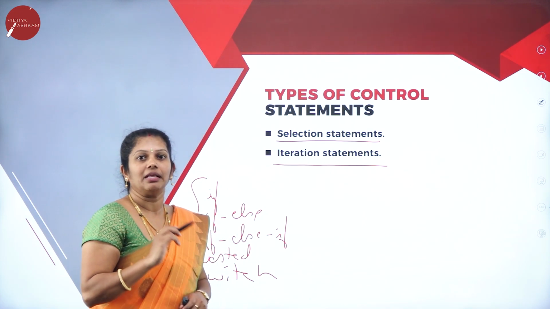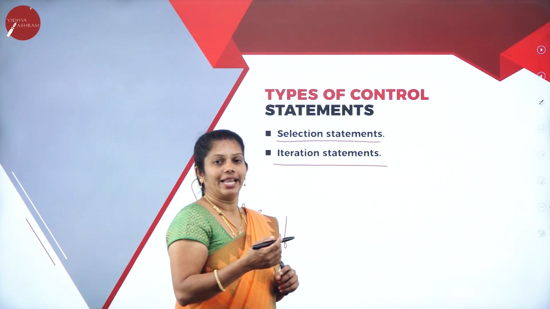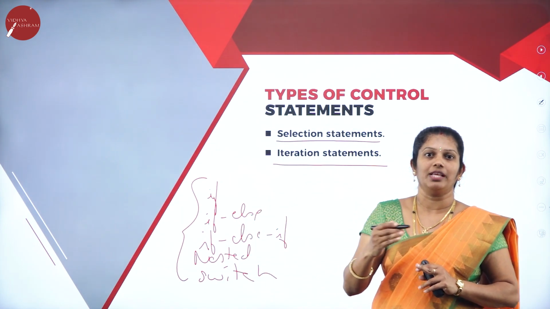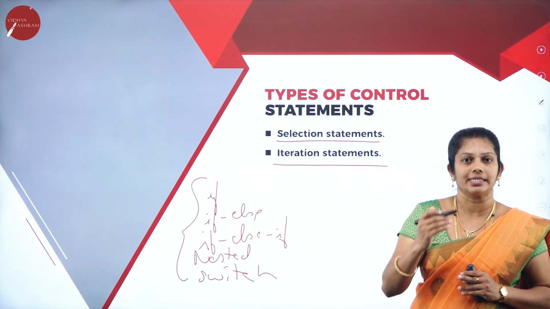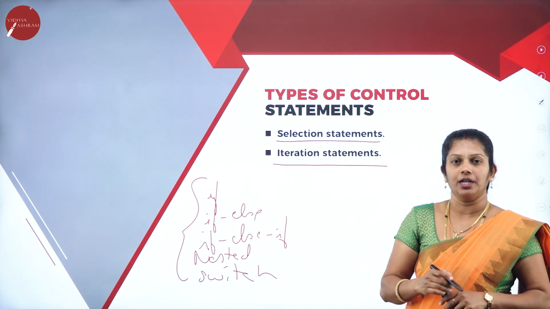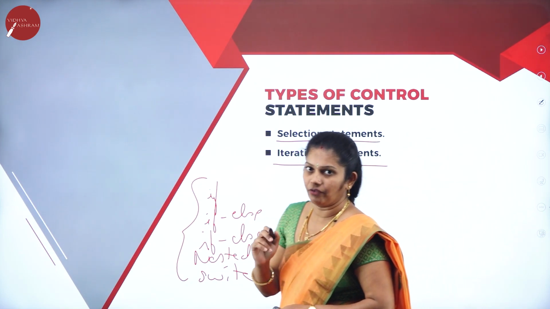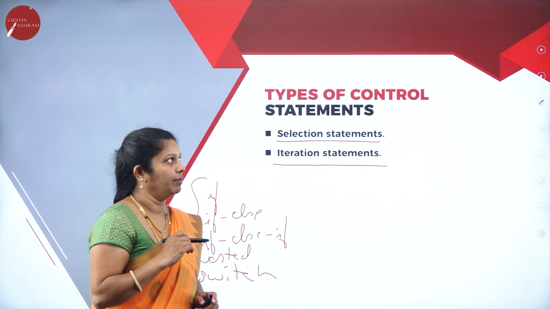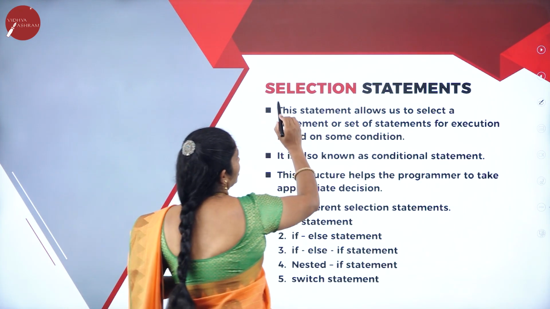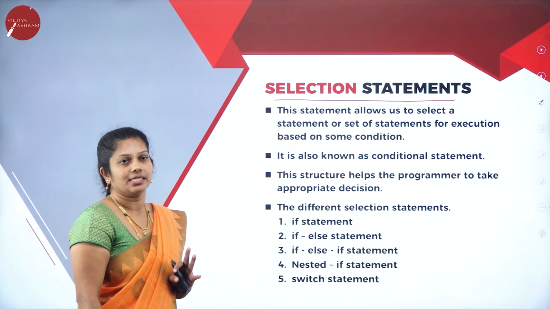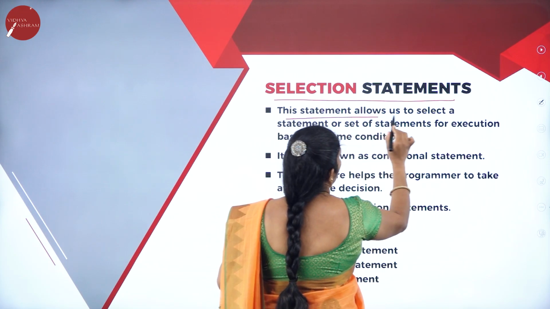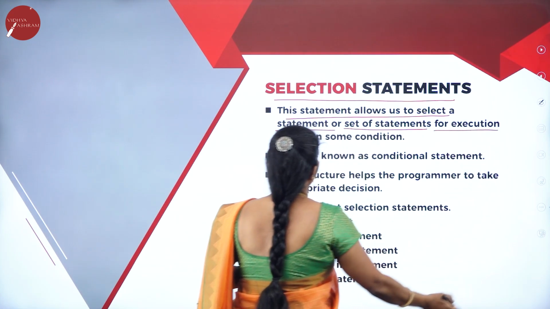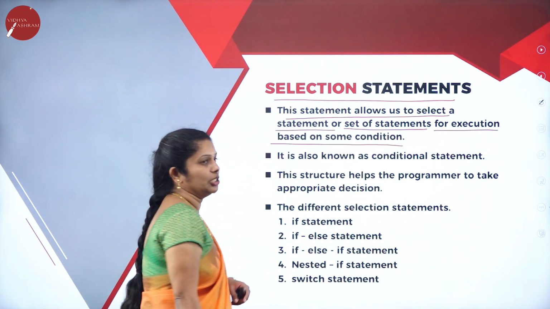Iteration statement is the ability of the programming language to execute the statement repeatedly, again and again. When I want to display some statement 100 times or 5 times, 3 times, then we use iteration statement. It is the ability of the programming language to execute the statement again and again. That is iteration statement. Now we'll discuss selection statements. What exactly will the selection statements do? This statement allows us to select a statement or a set of statements for execution based on some condition.